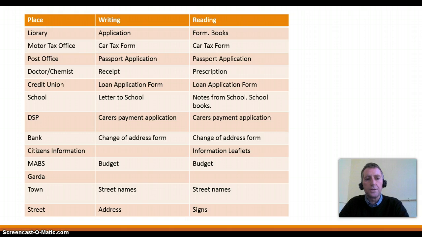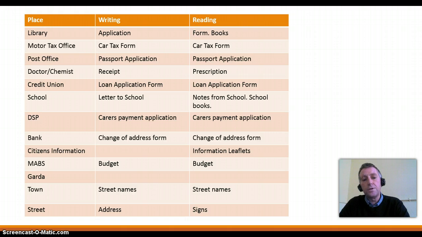Department of Social Protection, reading a payment or reading notes from the GSB or filling out forms, something which comes up quite a lot. Bank, change of address form, and letters that come out from the bank will require reading. Citizens Information, reading information leaflets, maps, doing the budget, reading and writing involved there.